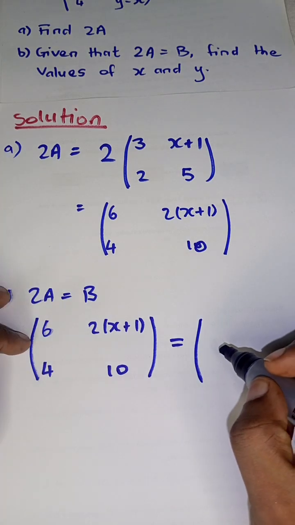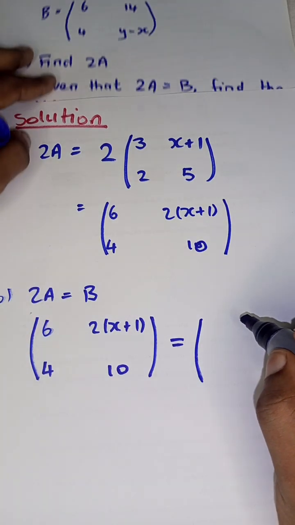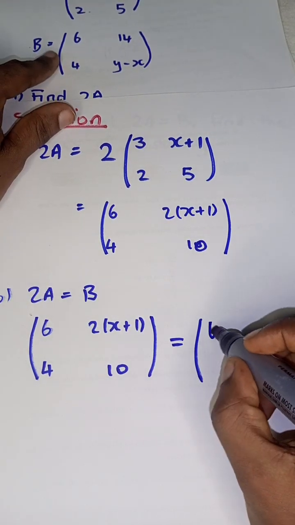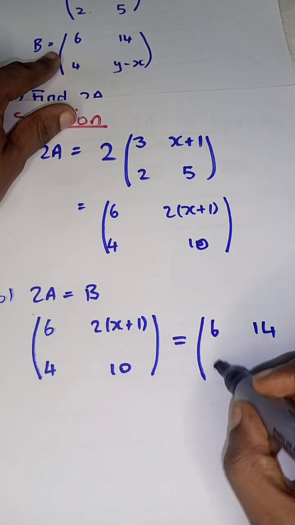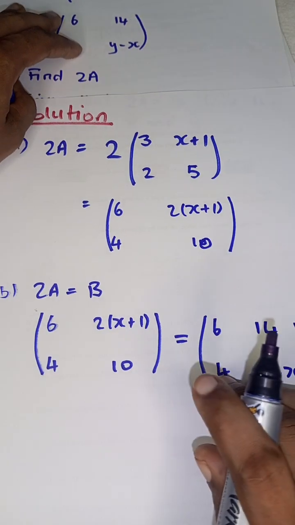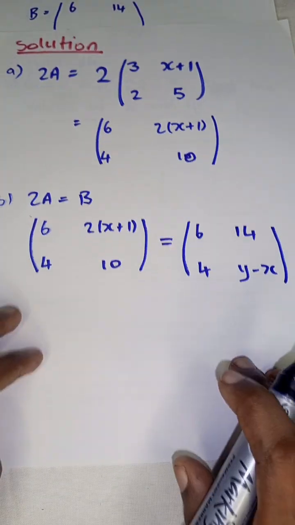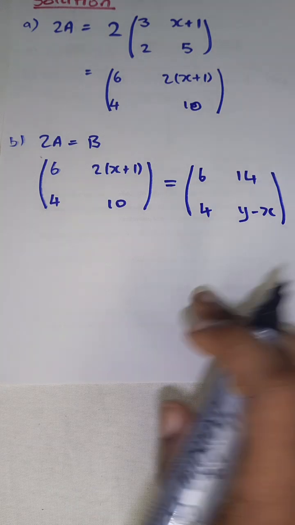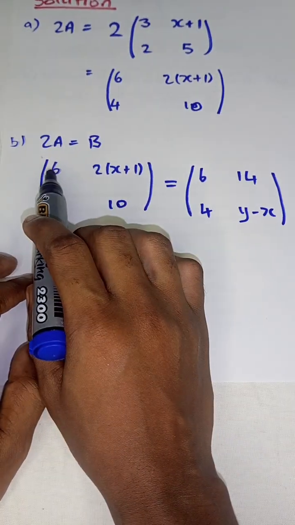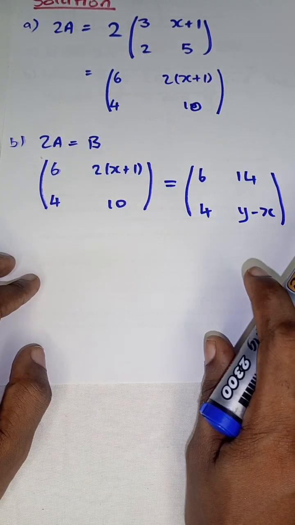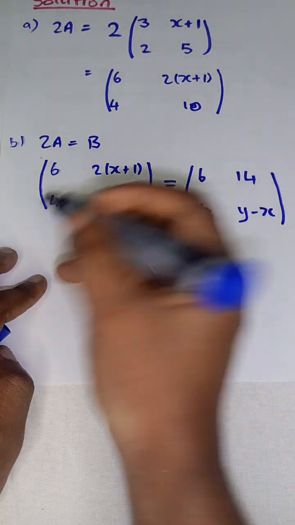So it's necessary to get the A part right. The B matrix here is 6, 14, 4, y minus x. Okay, so equality of matrices. When we are equating matrices, we simply equate corresponding entries. That is, this to this, this to this, this to this, and this to this. We equate corresponding entries.